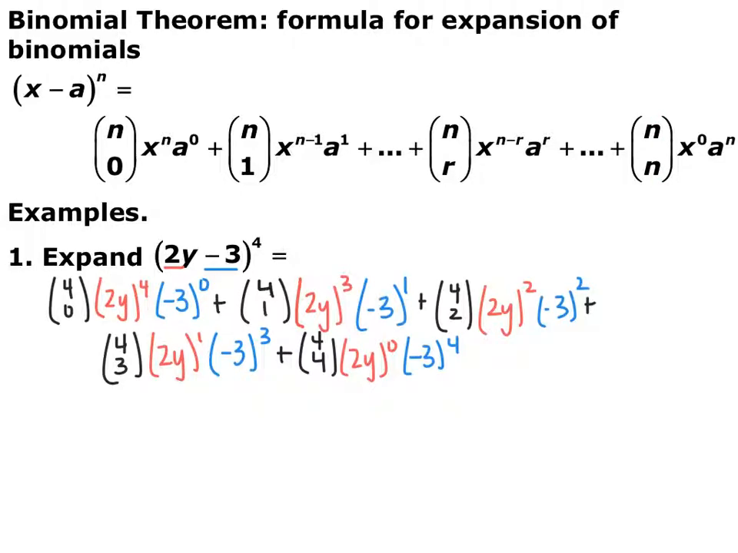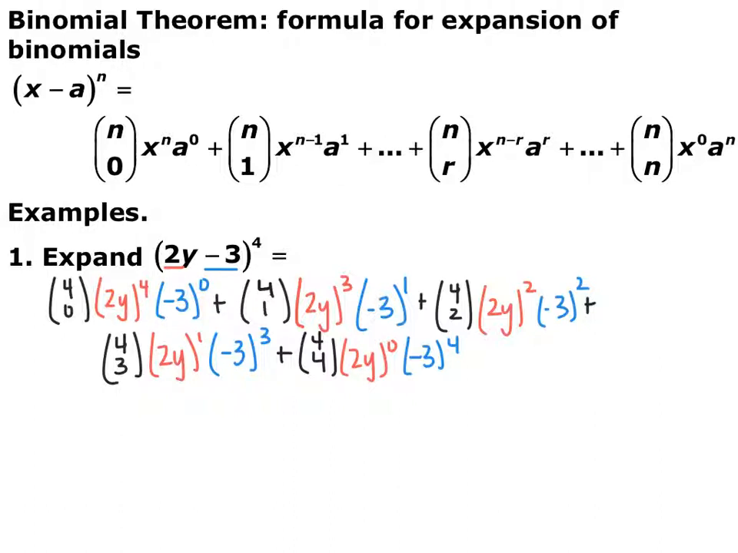So if I set up the full expansion of (2y − 3) to the 4th power, 4 is n, so it's going to start with 4 choose 0. My first term is 2y, so that's going to be raised to the 4th power. And my second term is negative 3. Make sure you keep that sign in there. And so negative 3 is going to start at the 0 power.